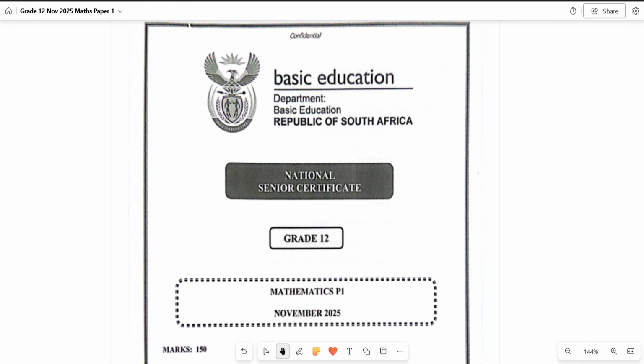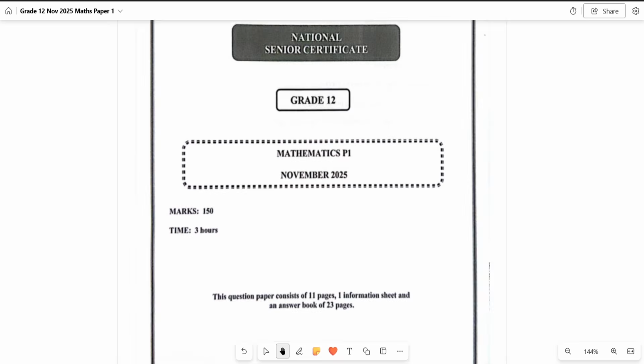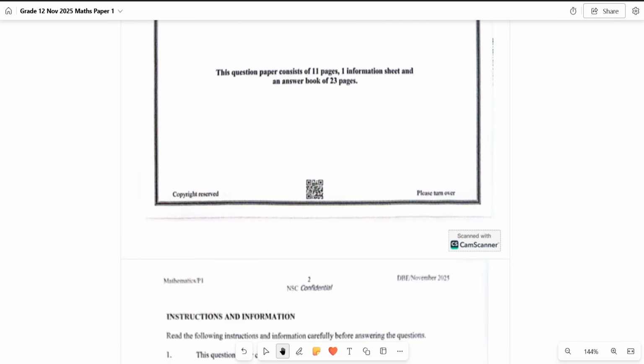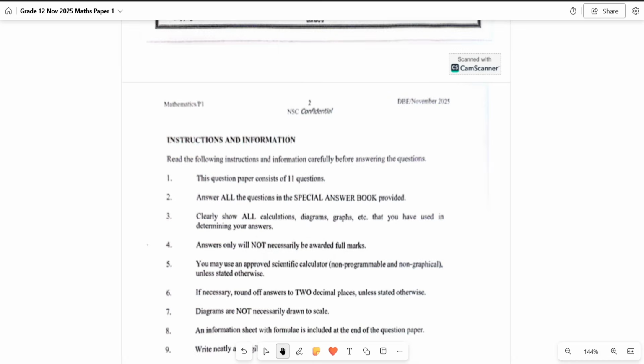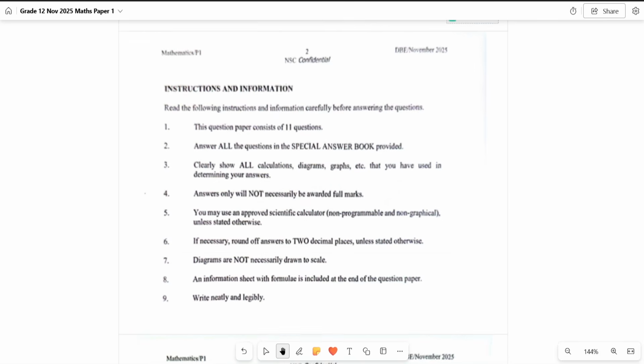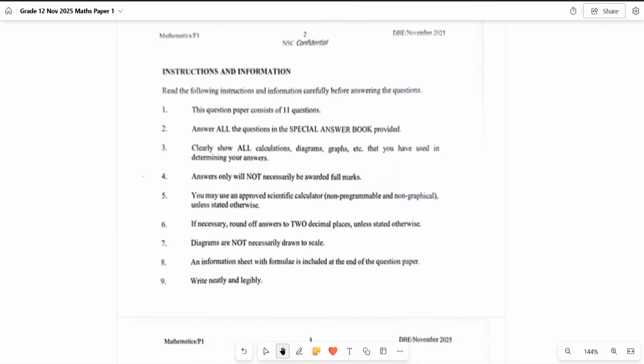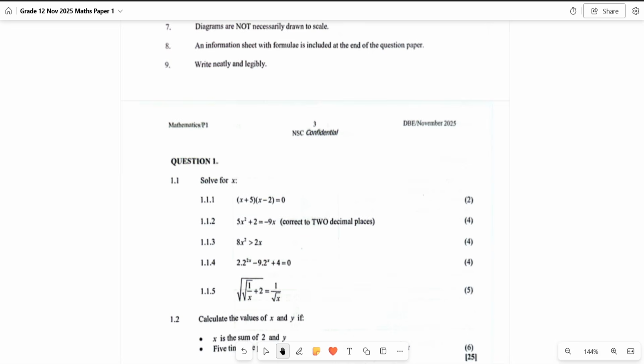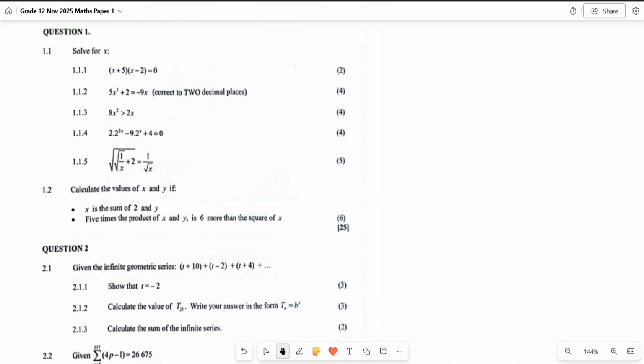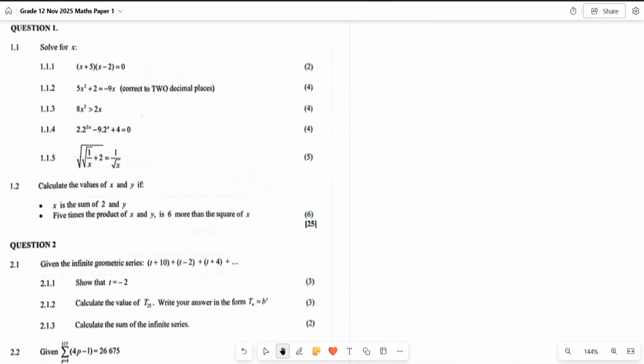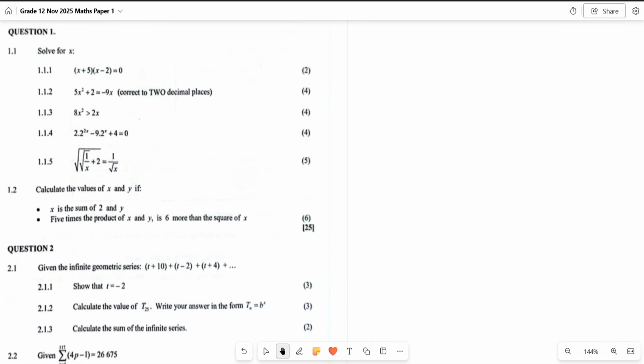As you can see, it's written there: confidential, meaning that it is the real one. November 2025, paper 1. So this is not just a video to waste your time doing a question from a different year just to get your attention. This is the actual paper, DBE, November 2025. If it's not, then you can tell me in the comment section to take the video down, because that paper was written in 2002. Then I would know it's the wrong paper.